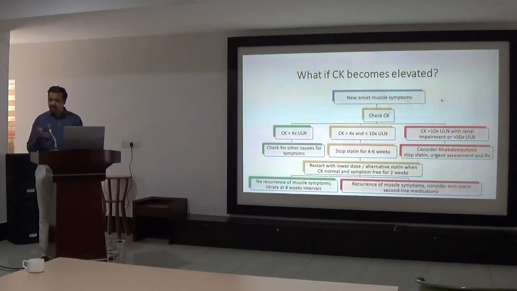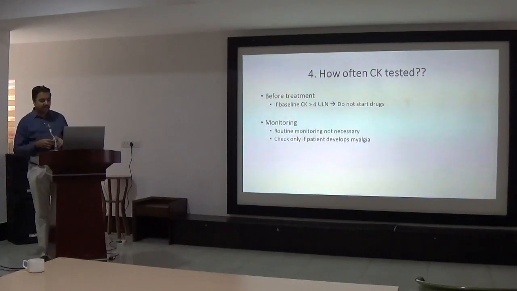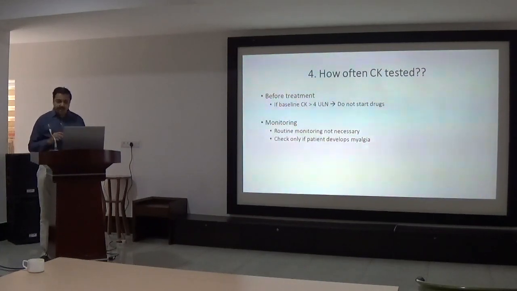So there is one small study on that, but they have not concluded anything. Clinically not yet. Theoretically yes. Should creatine kinase be tested? Before treatment, yes, it needs to be tested.